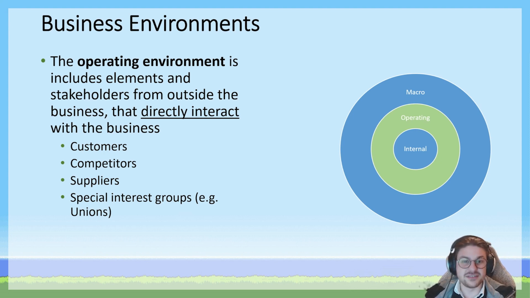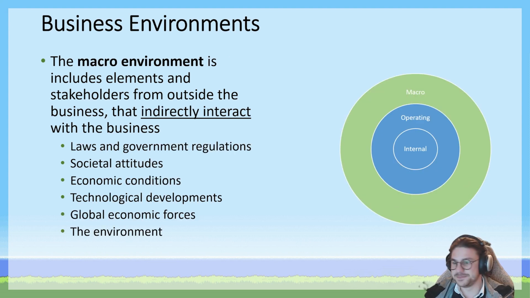Examples include your customers, who will directly interact with your business when they come and buy goods and services from you. This includes your suppliers, who supply you with the materials you need to do your business. And certainly it might even include special interest groups like employee unions, when the union might get involved to support employees during times of negotiation, for example.